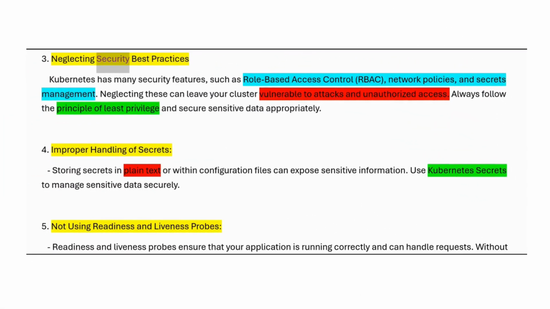3. Neglecting security best practices. Kubernetes has many security features such as role-based access control, RBAC, network policies, and secrets management. Neglecting these can leave your cluster vulnerable to attacks and unauthorized access. Always follow the principle of least privilege and secure sensitive data appropriately.